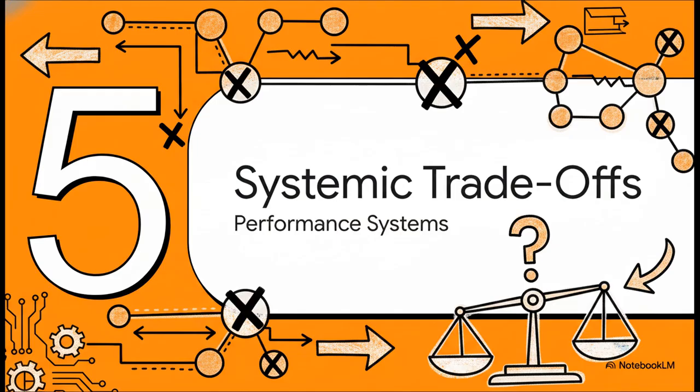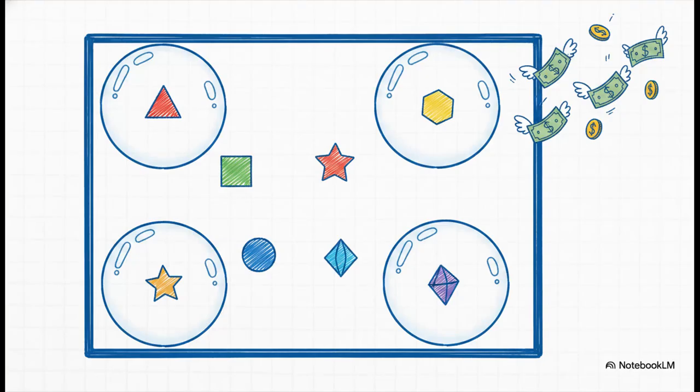Section 5. Master the systemic trade-offs. Performance is a systems property. Let's be completely real for a second. Every single architectural fix in distributed systems requires a brutal compromise. There are no perfect solutions, only trade-offs you choose to live with.